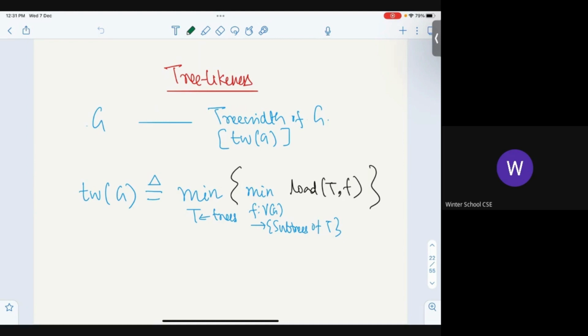Now, if the game can start, then you can try to play around, and we'll play around with these things in a minute. Okay. So this is what tree width of a graph means.